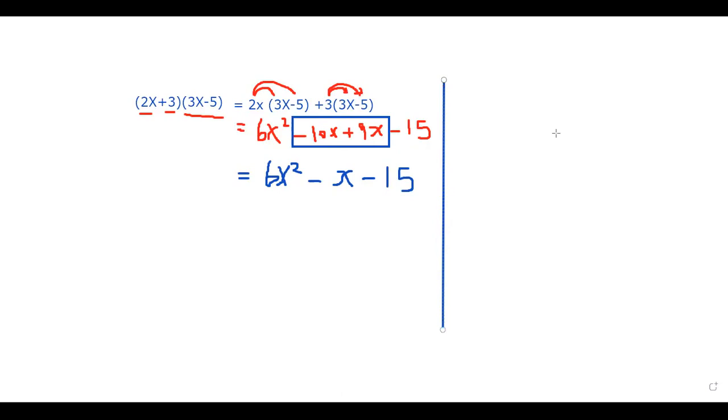Today we have another method. This method is called the FOIL method.